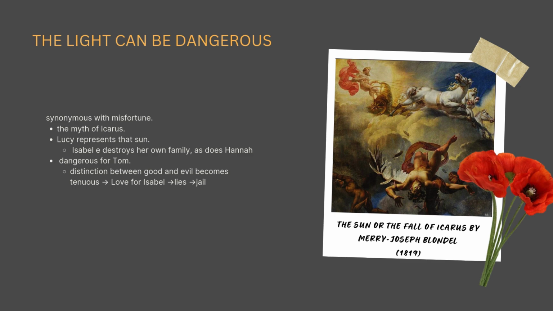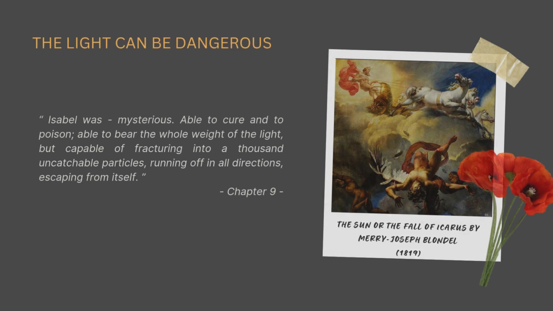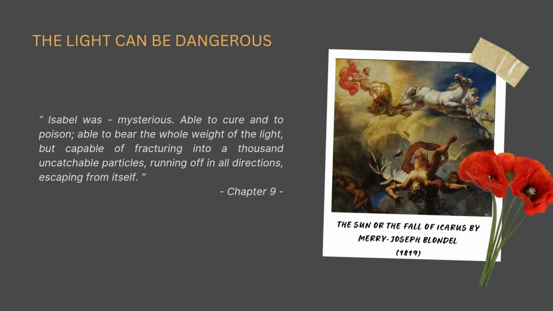The light is also dangerous for Tom. His love for Isabel blinds him so much that his distinction between good and evil becomes tenuous. "Isabel was mysterious, able to cure and to poison, able to bear the whole weight of the lights, but capable of fracturing into a thousand uncatchable particles, running off in all directions, escaping from itself." The reader hears Tom's thoughts as he considers his case. Isabel's mystery is underlined by the enigma. There are also a number of antitheses: cure, poison, bear, fracturing.